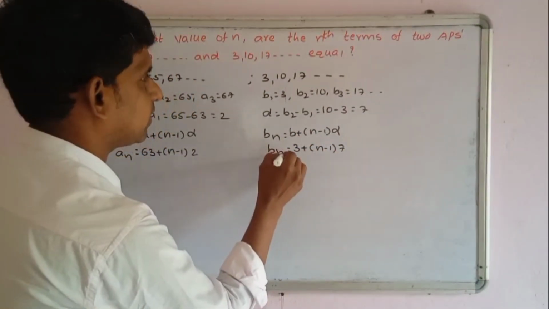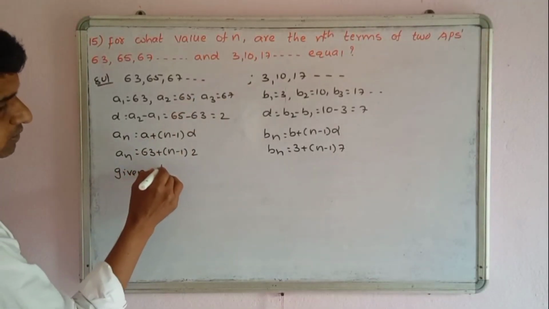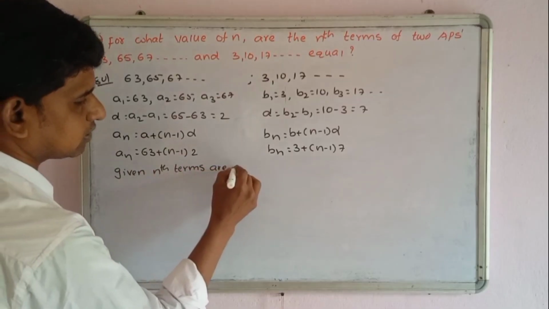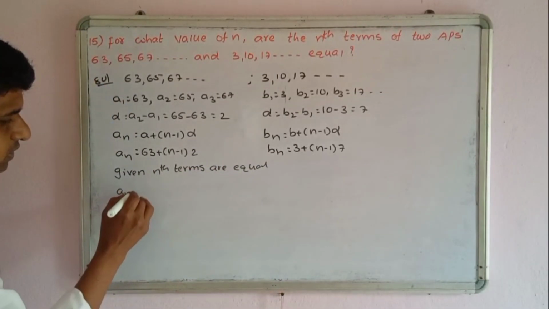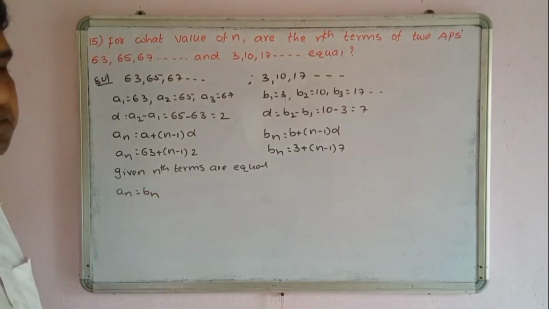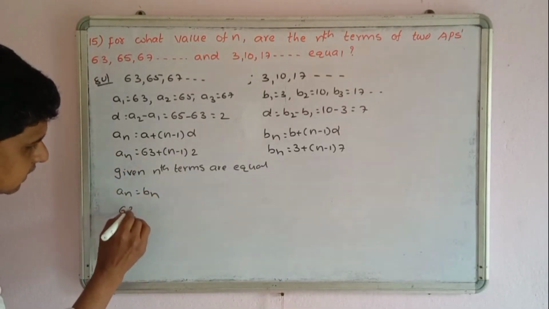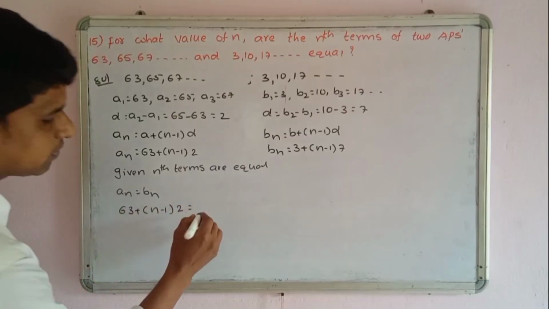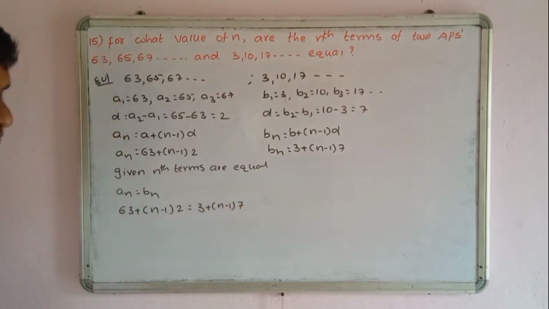Given nth terms are equal. So nth terms are equal means what? an equals bn. Nth terms are equal means an equals bn. What is the value of an? 63 plus n minus 1 into 2 equals 3 plus n minus 1 into 7.